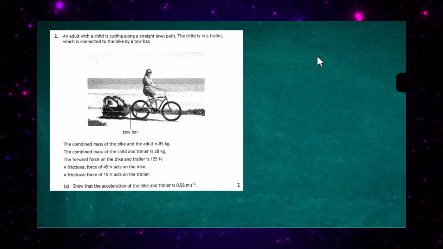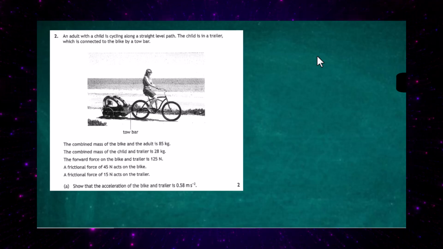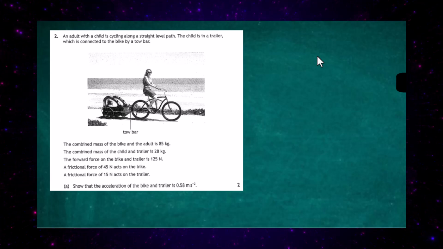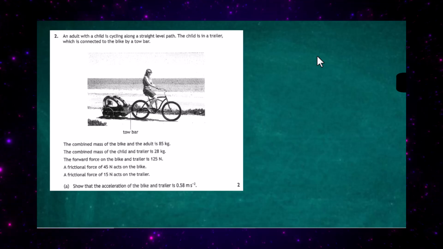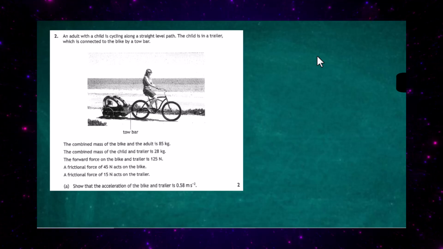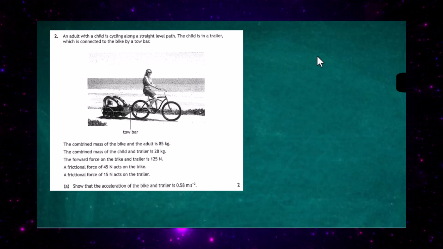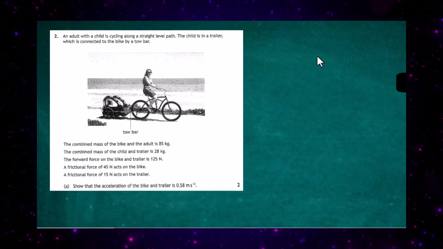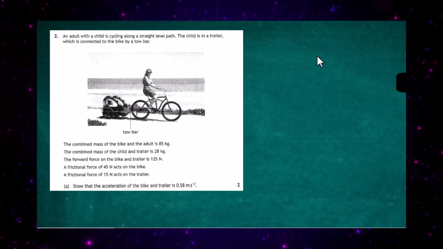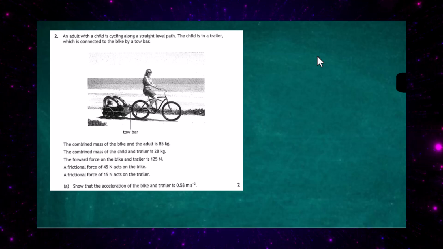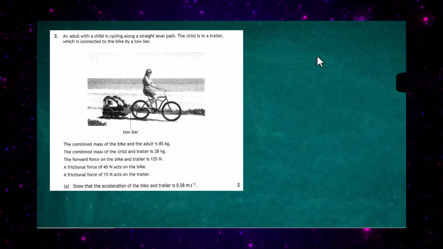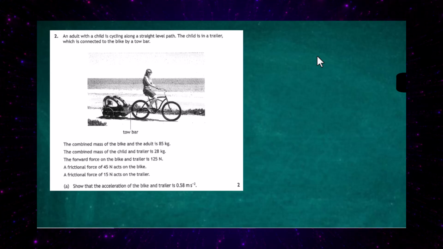The forward force on the bike and trailer is 125 newtons, and there's a frictional force of 45 newtons acting on the bike and a frictional force of 15 newtons acting on the trailer. For 2 marks we have to show that the acceleration of the bike and trailer is 0.58 meters per second every second. That's a show question, which means from the data there we have to show that the answer is 0.58 meters per second every second for the acceleration.